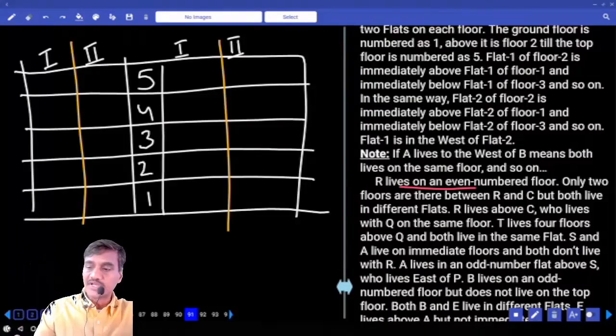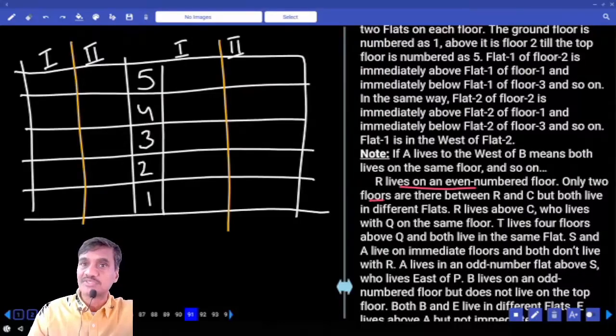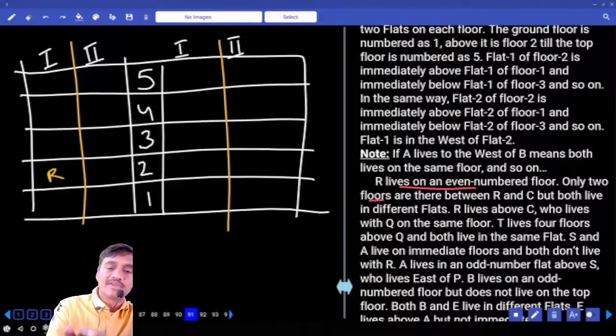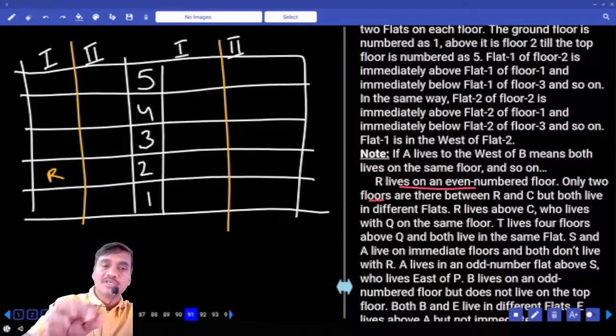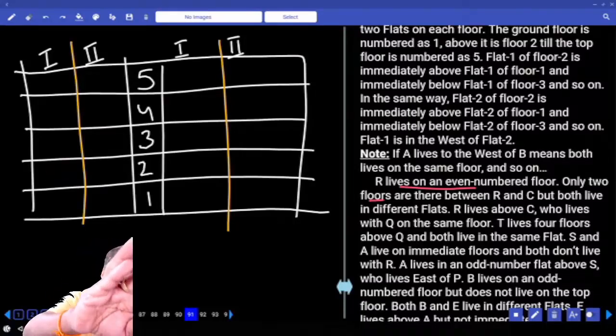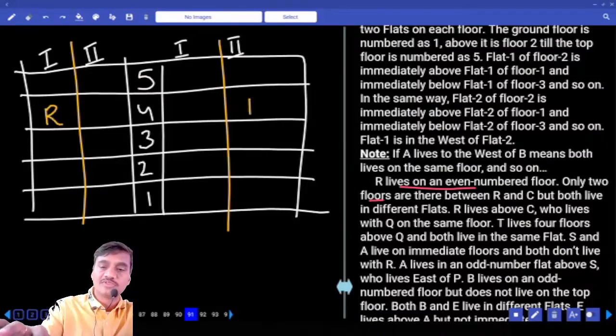Done? Hence R lives on an even number floor, only 2 floors between R and C, but both live in different flats. Persons another, floors another. 2 floors means 4 persons are staying in between these two. R lives above C. As R lives above C, we cannot have R in the second floor at all. If R is on the second floor, 2 floors between R and C is not possible. Hence R cannot be on the second floor. Hence where should this R? R can be 4th floor first flat, 4th floor second flat.